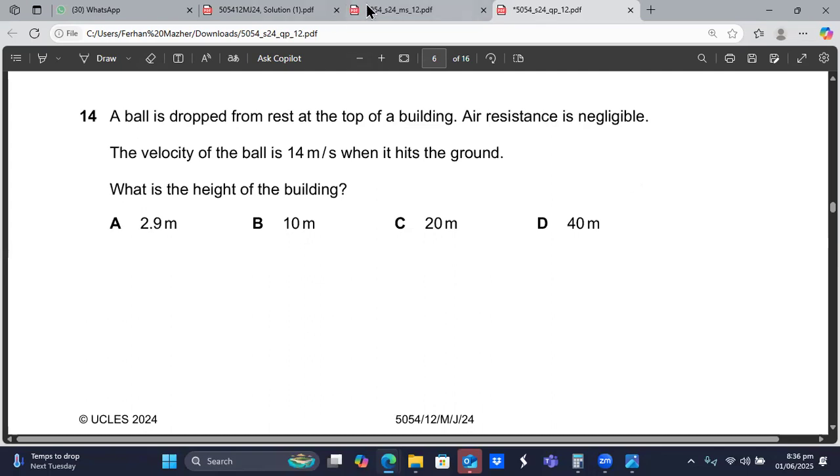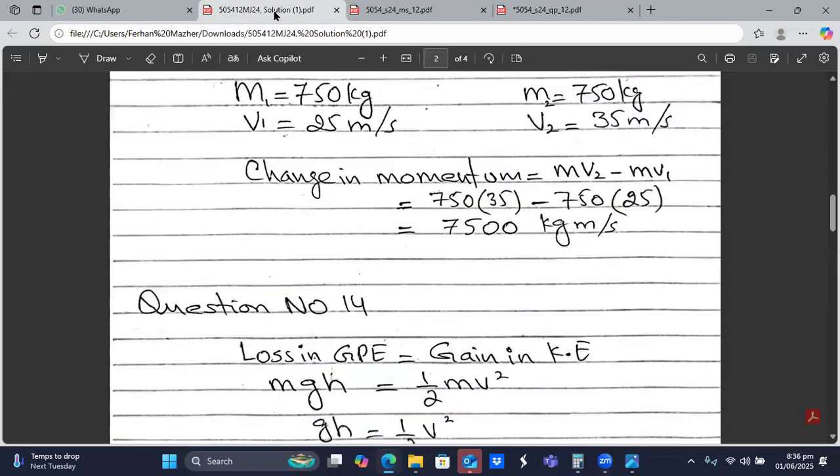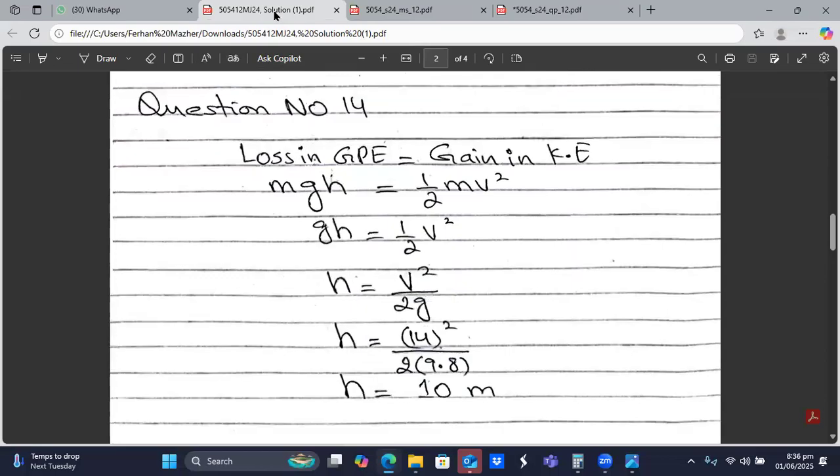So the loss in the gravitational potential energy will be equal to the gain in the kinetic energy during that drop. This stands because there is no air resistance, so there is no loss of the energy. mgh is equals to 1 by 2 mv square. So m and m will be cancelled from both the sides. So gh will be equals to 1 by 2 v square. So the h will be equals to v square divided by 2g.